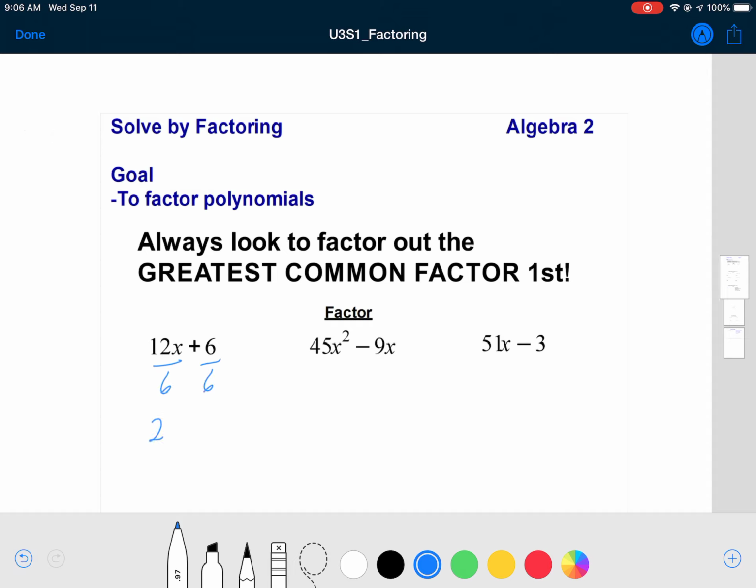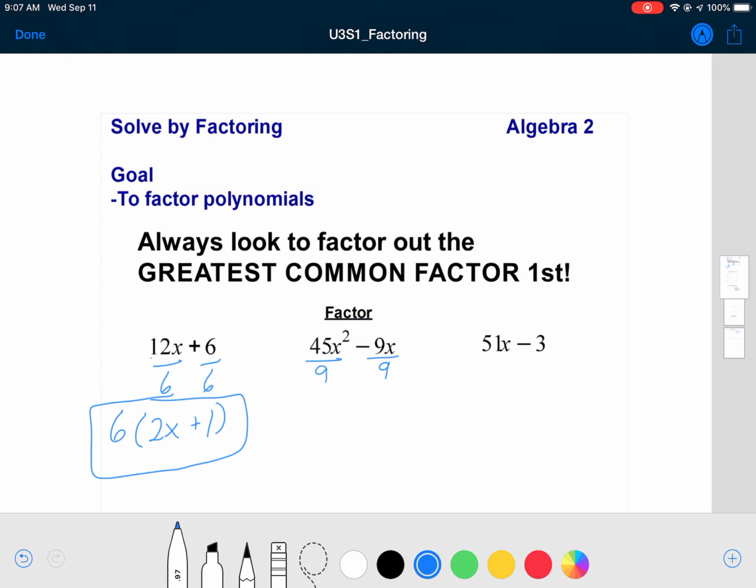12x divided by 6 is 2x. 6 divided by 6 is 1. Make sure you put your greatest common factor out in front. And there it is, factored with the greatest common factor. If you want to check it out, just kind of mentally distribute the 6, and you should get back to 12x plus 6.